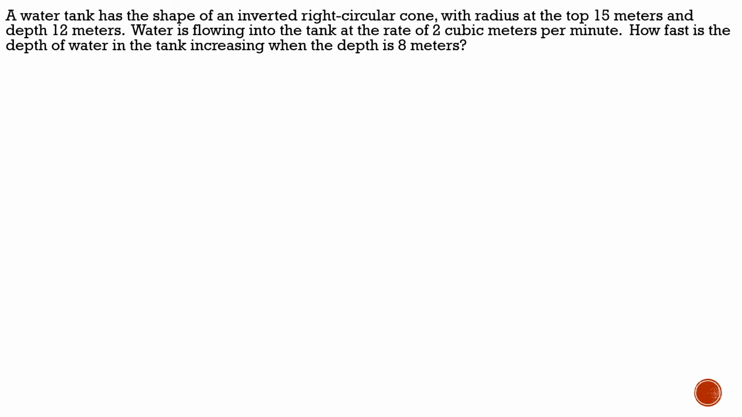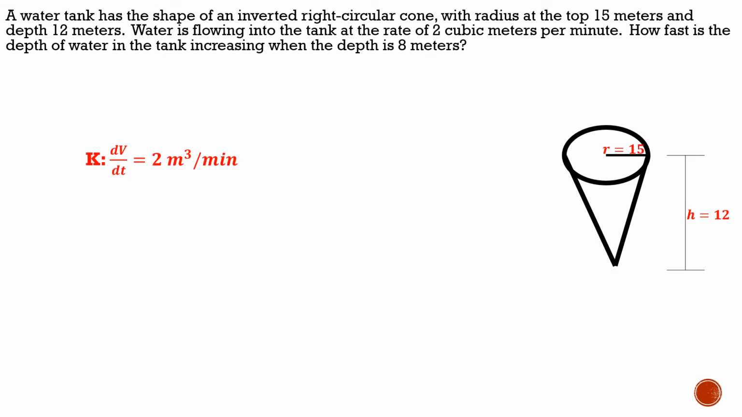A water tank has the shape of an inverted right circular cone with a radius at the top of 15 meters and depth 12 meters. Water is flowing into the tank at a rate of 2 cubic meters per minute. How fast is the depth of the water in the tank increasing when the depth is 8 meters? So here's our picture, and we know dV/dt is 2 meters cubed per minute. We're trying to find dH/dt, the rate of change of the depth of the tank, and they told us when H is 8. So creating a formula for V and H, I have V equals 1/3 pi r squared H.